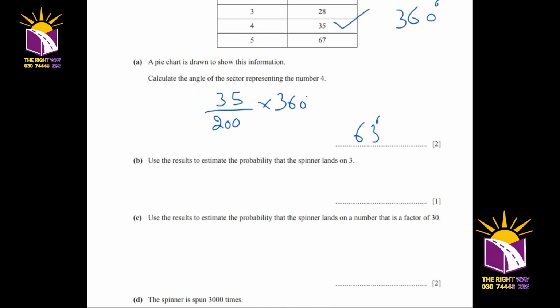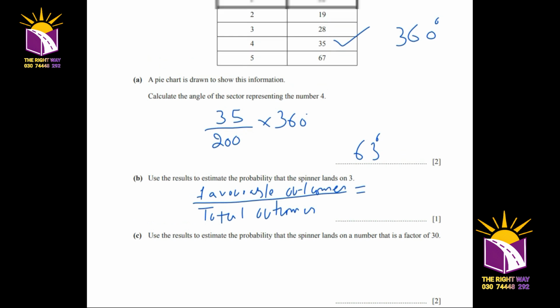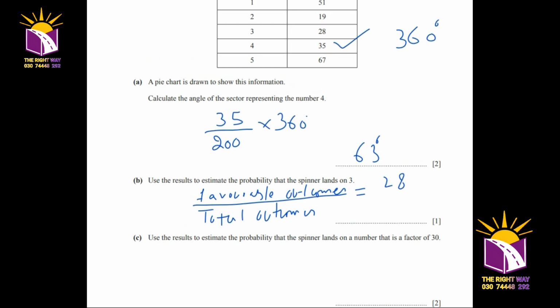Use the result to estimate the probability that the spinner lands on 3. What is the formula of probability? Favorable outcomes divided by total outcomes. So my favorable is 28. The frequency of 3, or the landing of the spinner on 3, is 28 times. How much of total? 200 times.